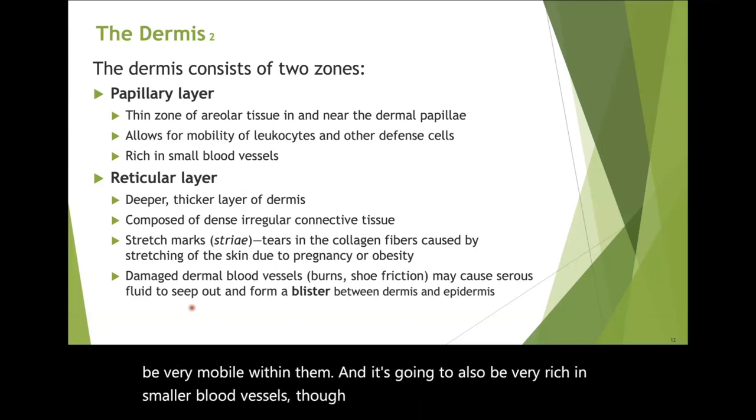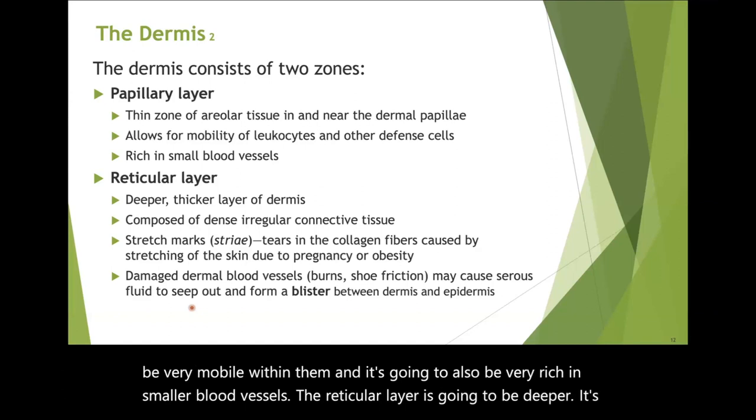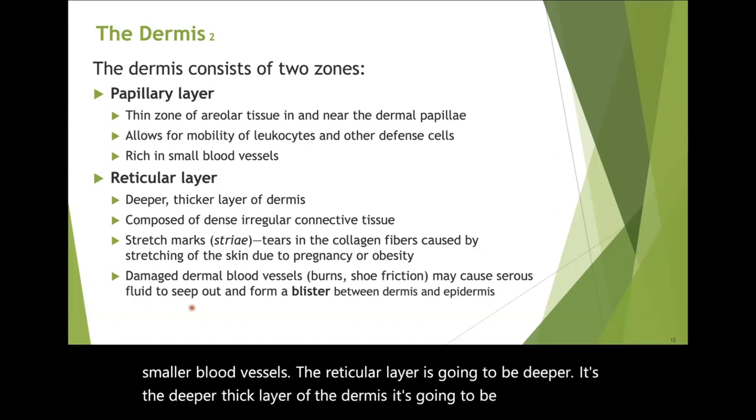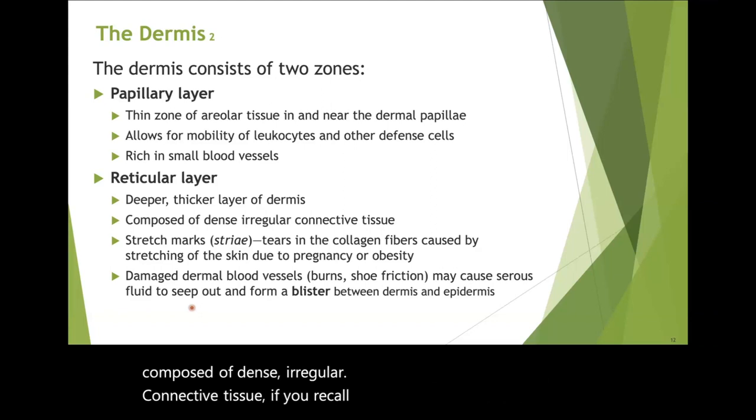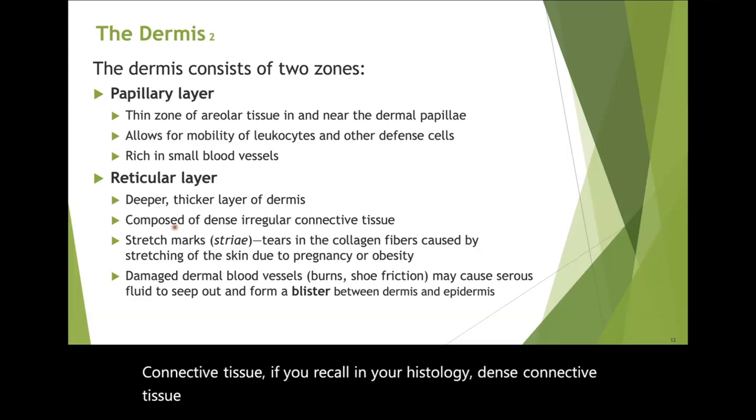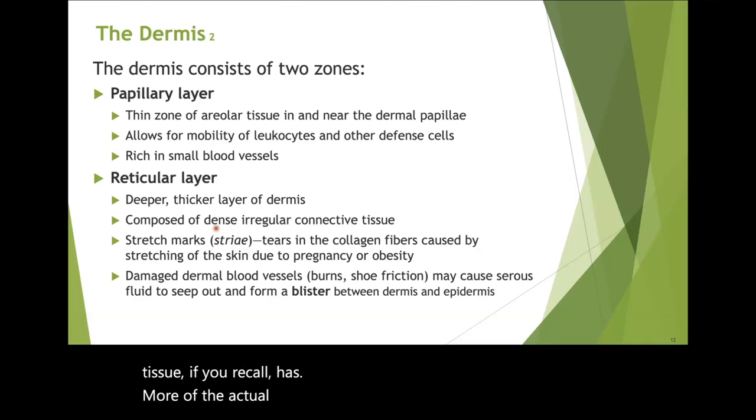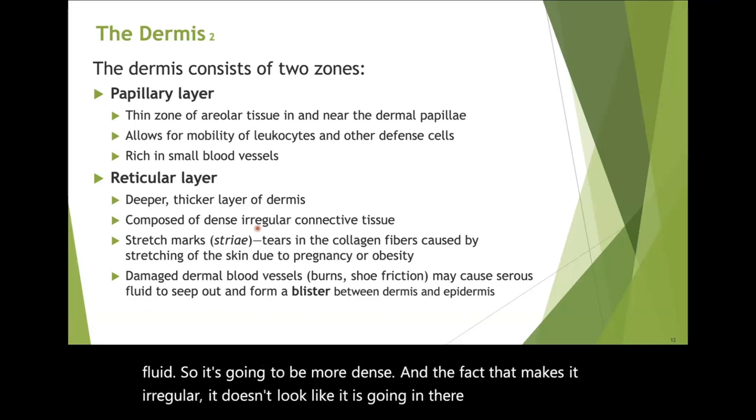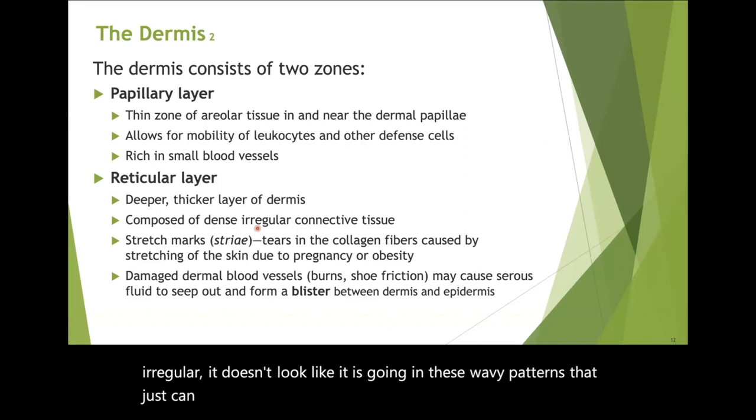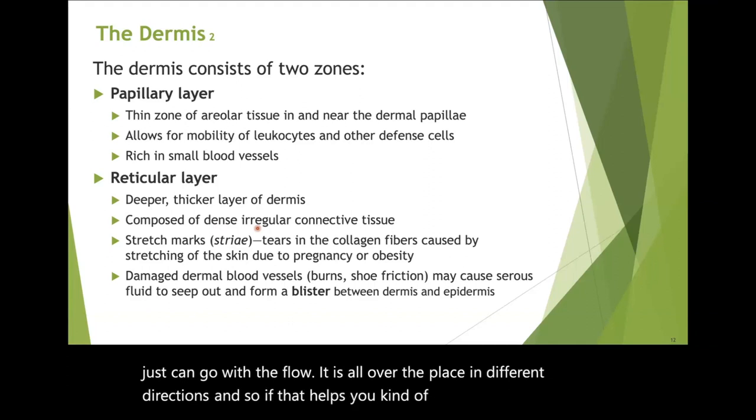The reticular layer is going to be deeper. It's the deeper, thick layer of the dermis. It's going to be mainly composed of dense, irregular connective tissue. If you recall in your histology, dense connective tissue has more of the actual fibers and less of the actual fluid. So it's going to be more dense. And the fact that makes it irregular is that it doesn't look like it is going in these wavy patterns that just go with the flow. It is all over the place in different directions. And so if that helps you kind of identify, I hope it does.